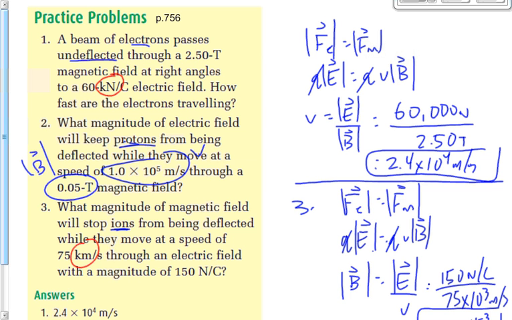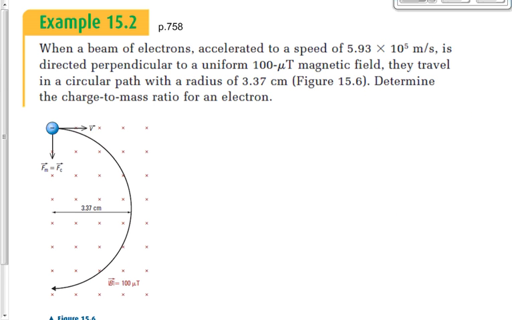Is that okay? Any issues with those? Good? Okay, let's do one more example, then we'll call it a day here. 758 or 15.2 on 758. When a beam of electrons accelerated to this speed is directed perpendicular to a magnetic field of this value, they travel on a circular path with a radius 3.37 centimeters. What's the charge to mass ratio? What's the charge to mass ratio for this electron?